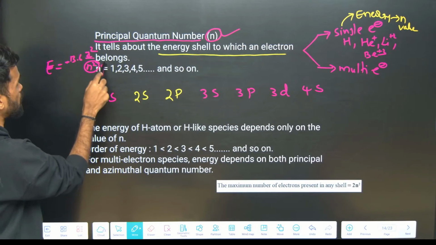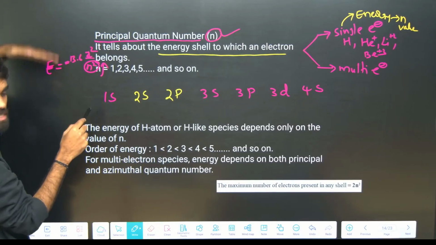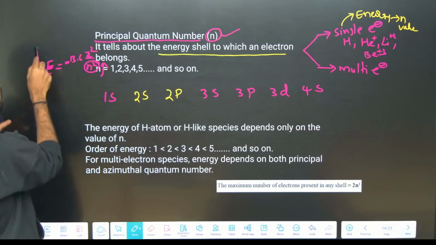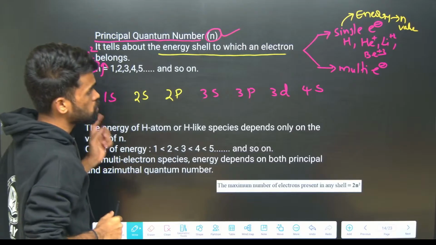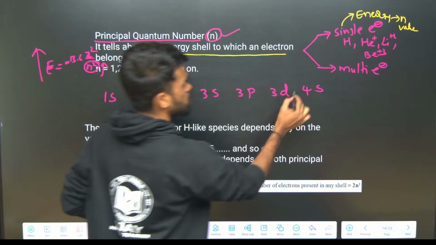This is a greater value, so overall less negative, it means towards 0, it means maximum energy. So the higher the n value, the greater the energy. Okay, so now in this case you tell me which is having higher energy. 4s is having higher energy.